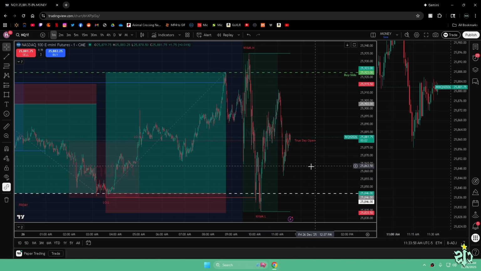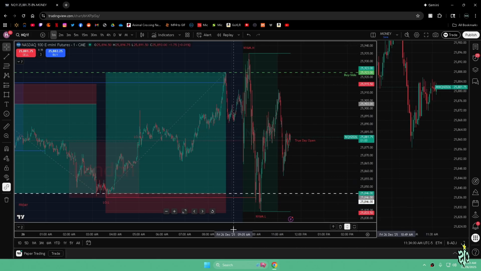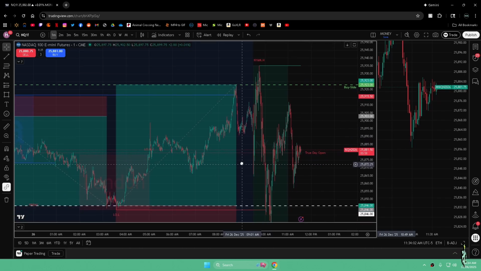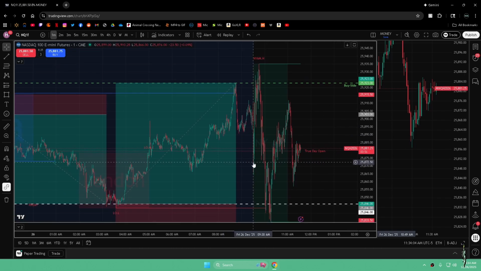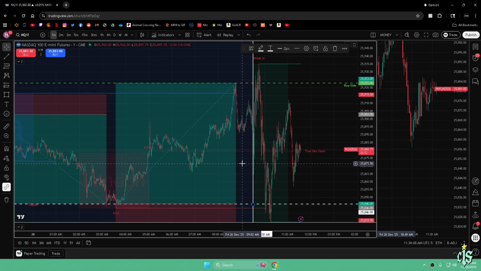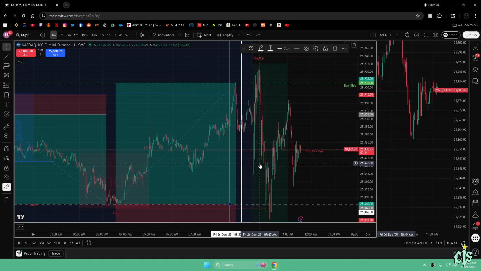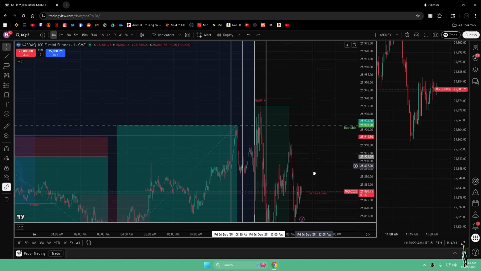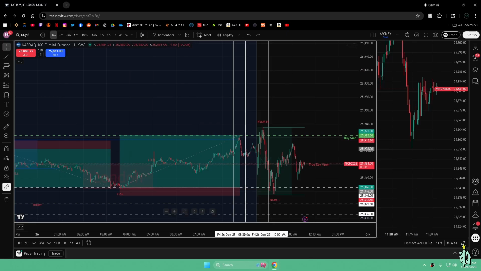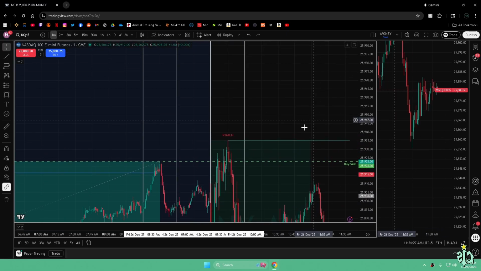Now we're gonna go over the 9:30, right? 9:30, 9 o'clock, even 8:30, and 9 or 10 o'clock. Right? So here's our time frames and zones.